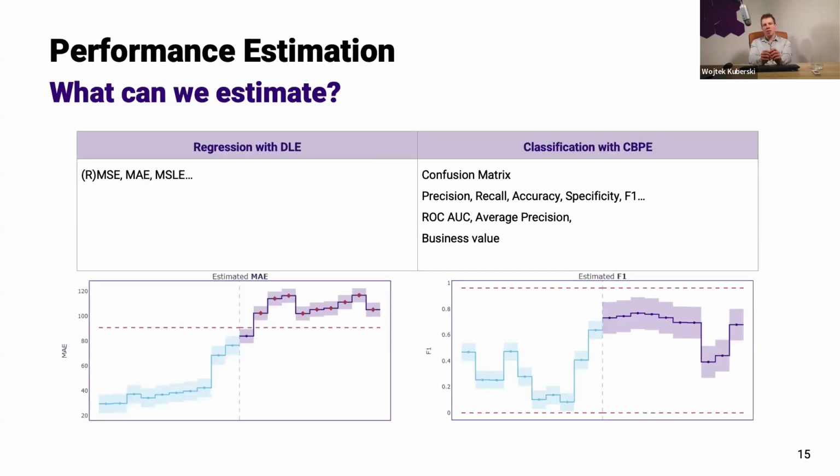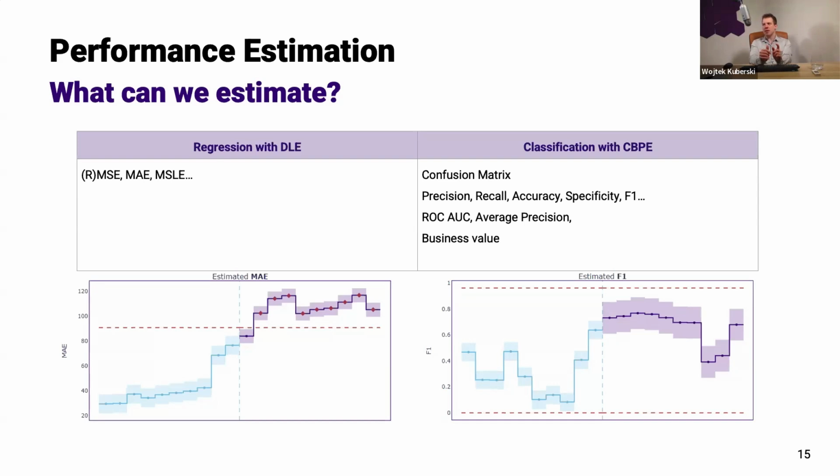Now, in terms of what metrics we can estimate, for regression, it's any metric that can be defined at an instance level. So it's root mean squared error, mean absolute error, mean logarithmic error, percentage error, basically any error that is normally used. So any kind of regression metric. For classification, we can again estimate basically any normal metric that's used in production, so the confusion matrix itself, both for binary classification and for multi-class classification.